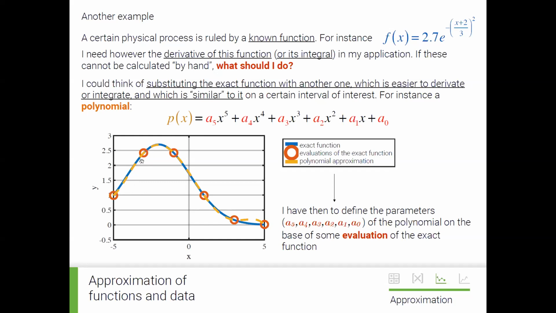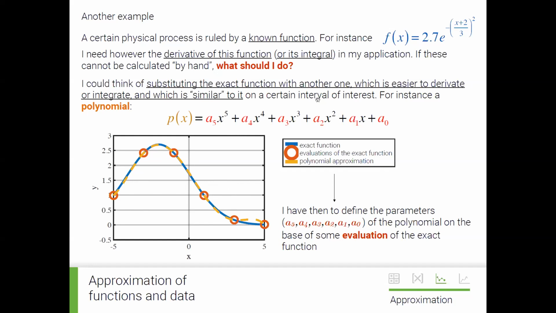Here in the circles we denoted evaluations of the exact function. In this case, how many? 1, 2, 3, 4, 5 evaluation points. However, we need to find these coefficients, a5, a4, 3, 2, 1, and 0. So we have 6 evaluation points, not 5, 6 evaluation points. So we will define these coefficients after evaluation.